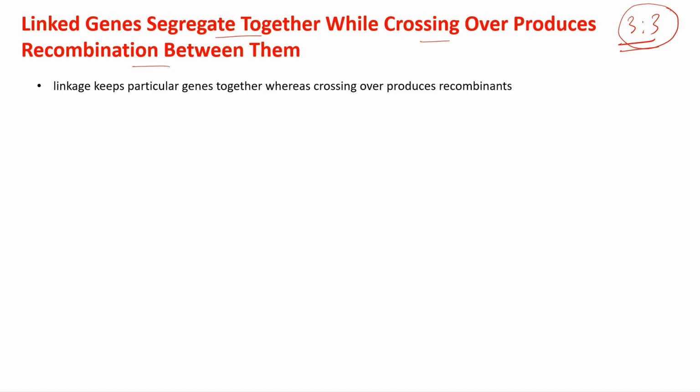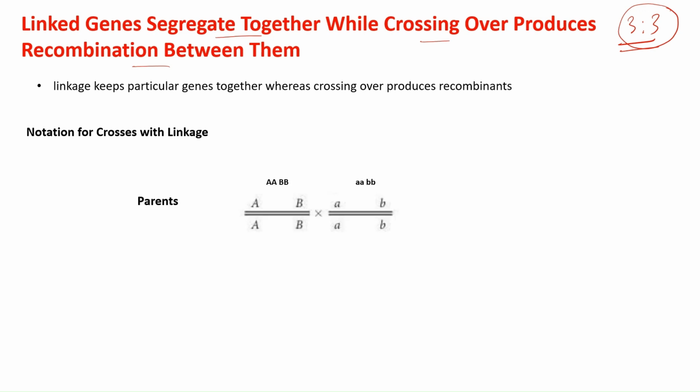So this 3 is to 3, the hybrid phenotypes, why are they hybrid? Because of crossing over, because of recombination. But the linked genes do not recombine. Now how do we represent the linkage? With horizontal lines. The horizontal lines are the representation of homologous chromosomes.